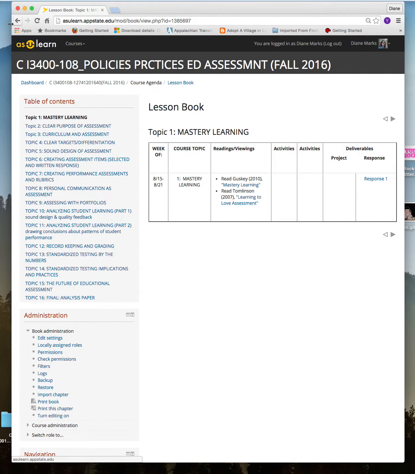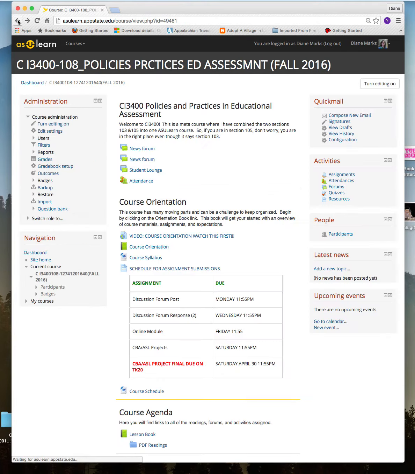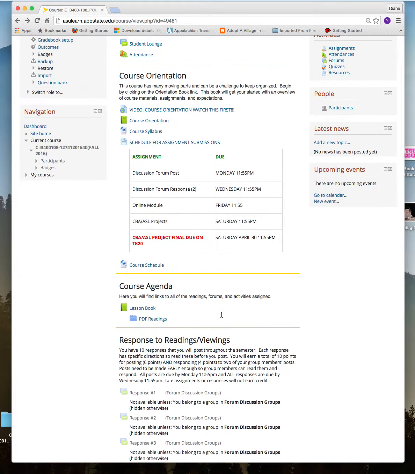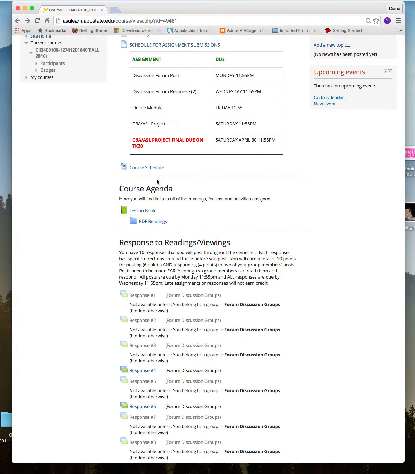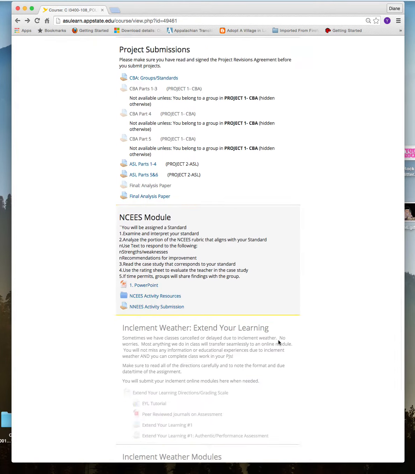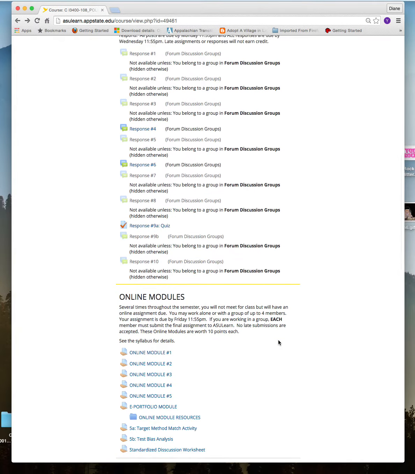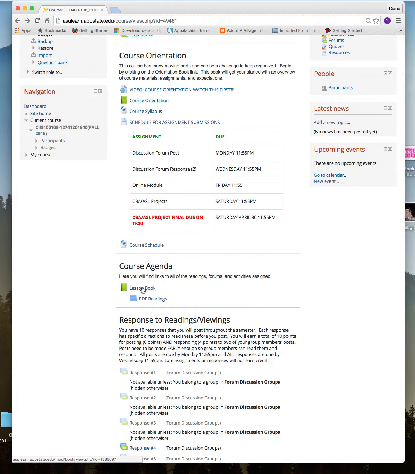So the next thing you want to look at is this lesson book. I don't know if I clicked on it too fast for you, so I'll go back. Instead of having this scroll of death trying to find out where we are, all you'll have to do is click on the lesson book and know about these PDF readings. Everything else is sort of done for you.